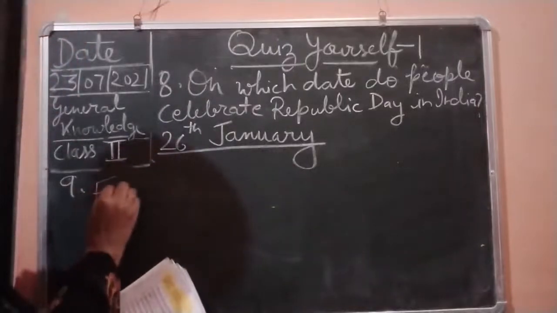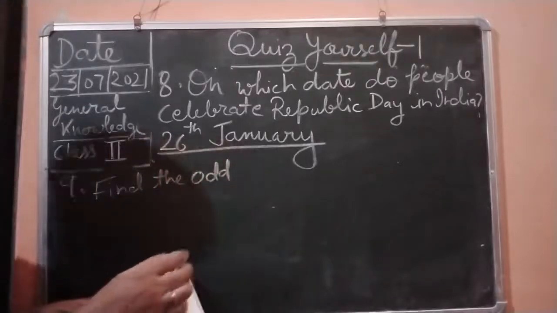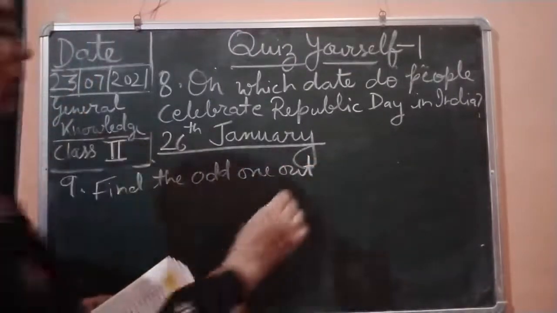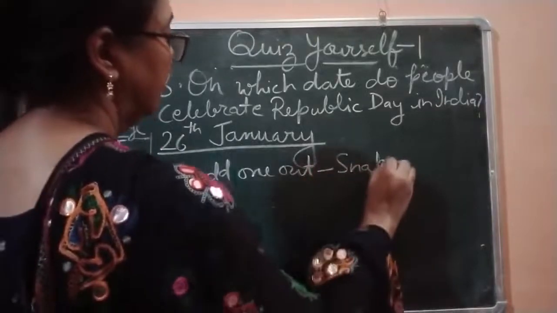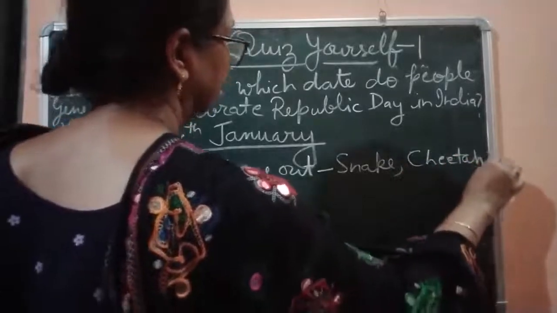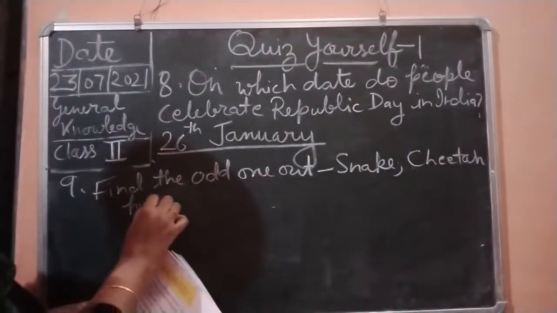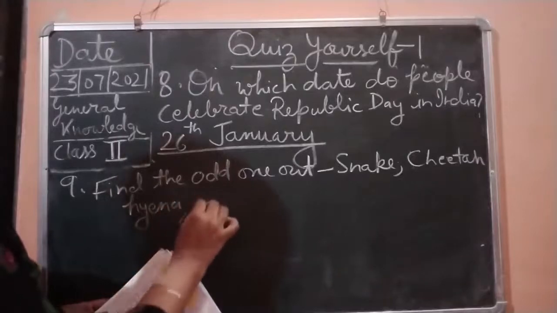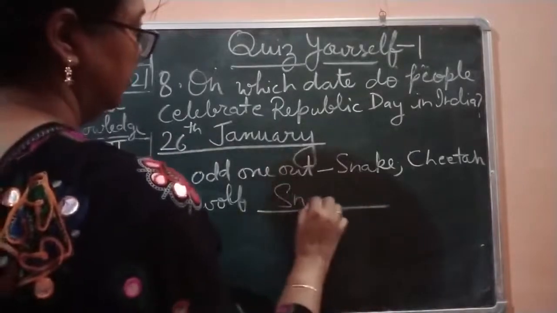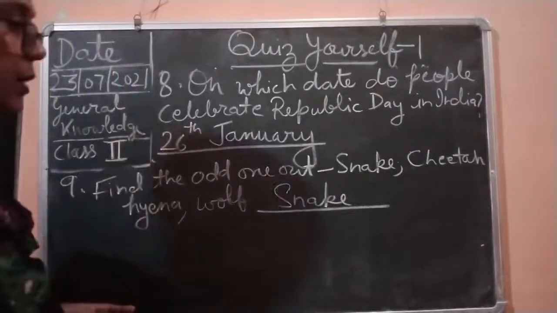Find the odd one out. Okay, find the odd one out. That is a snake, cheetah, hyena, and wolf. So the odd one out is snake, because this is a reptile. So write it down, snake.